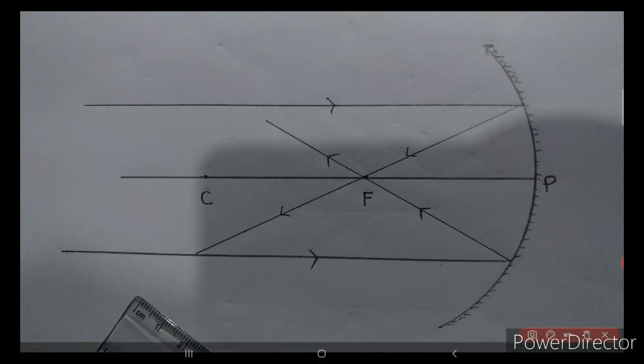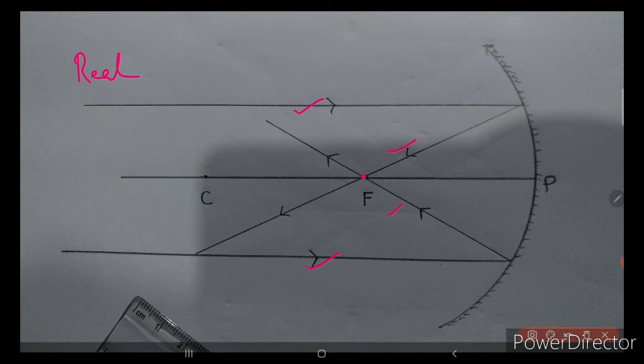Now as you can see, this is the incident ray, this is also another incident ray, and we have the reflected rays. All these reflected rays are meeting at the focus. So therefore the image will be real. These are the nature of the images formed.